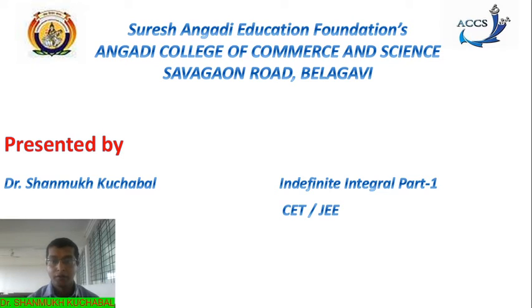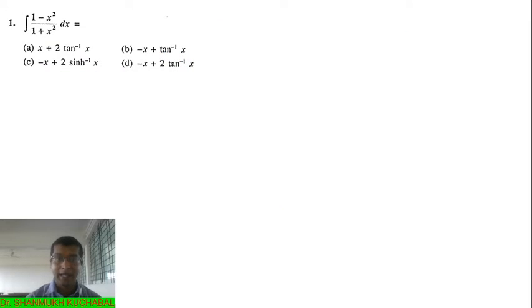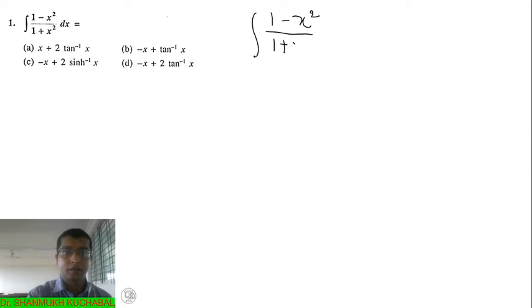Today we study the indefinite integral part. Everyone knows the opposite process of differentiation is integration. So directly we begin with the examples. First example: integration of (1 minus x square) divided by (1 plus x square) into dx is given.